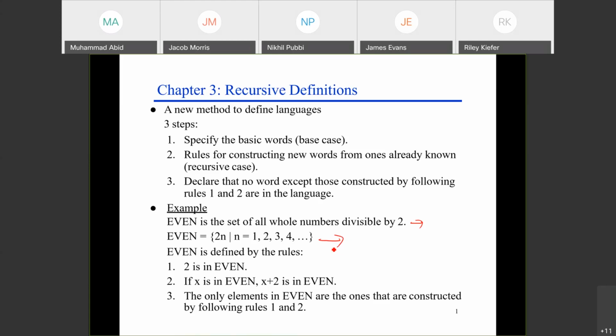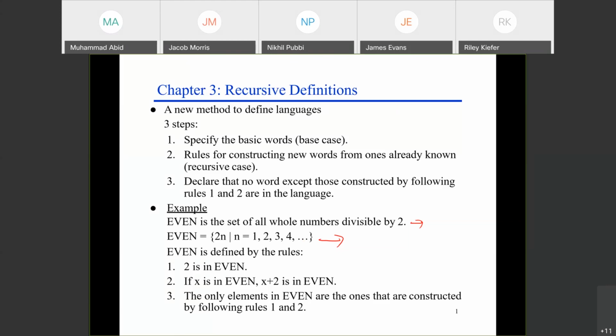We are saying n can be any number. You can see that n starts from 1, 2, 3, 4, and so on, and n must be multiplied by 2. So n can be anything, 1, 2, 3, 4, and if you multiply by 2, you will get all even numbers. So this is the second way of defining the language.